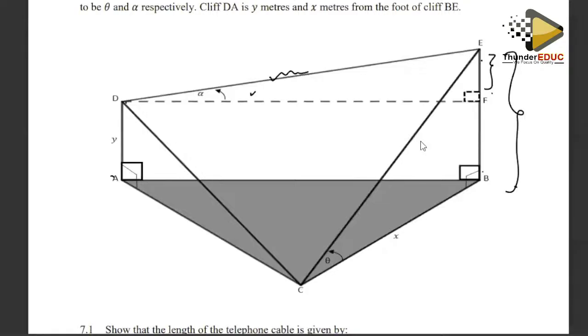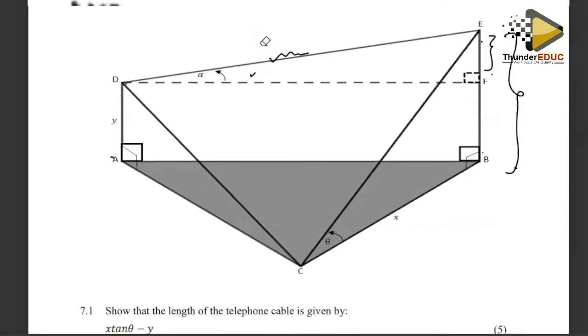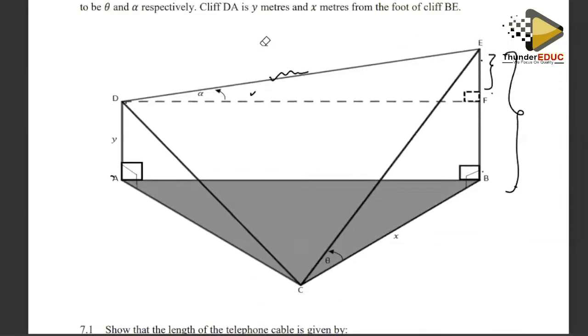Okay, so let's start with this one. From triangle DEF, we're saying that the tan of alpha... should I use the tan? Yeah, it's given as the adjacent, but we don't know what DF is. Okay, so tan is going to be a bit weird. That would be my last triangle, maybe. Let me start from BEC.